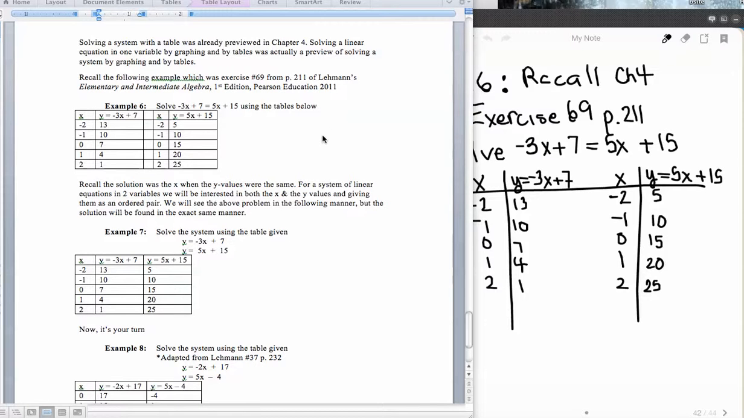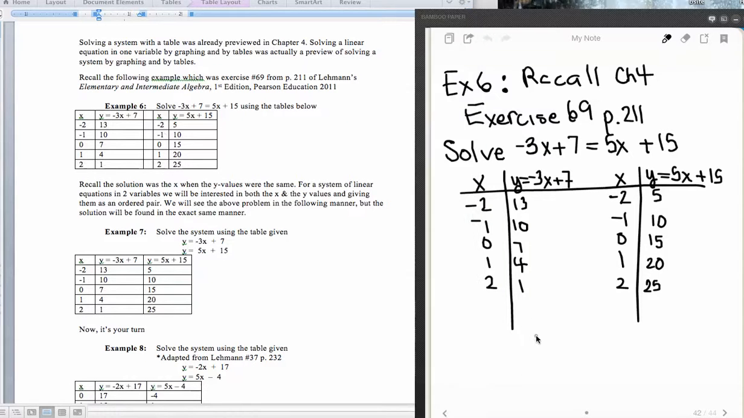Okay, let's go back to chapter 4 where we solved linear equations in one variable by tables and or by graphing. And what we did when we looked at a table of values is we were looking for when the y values were the same, right? So we came along this table here and we said, oh, where are our y values the same? Well, our y values were here and here the same, which meant that our x values were our solution.